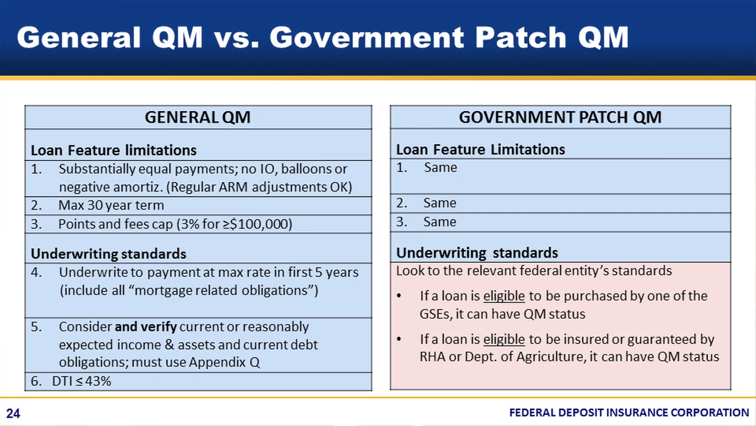This special QM is a temporary one, designed to provide extra transition time to the market. The GSE-eligible QM expires when Fannie Mae or Freddie Mac are taken out of conservatorship, or on January 10, 2021, whichever is earlier.